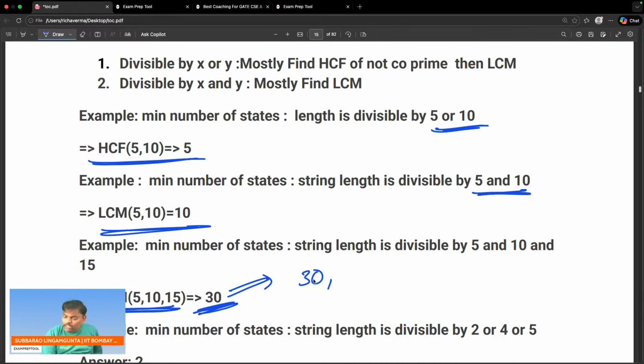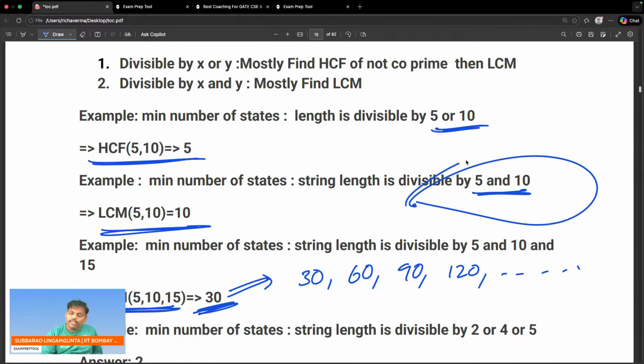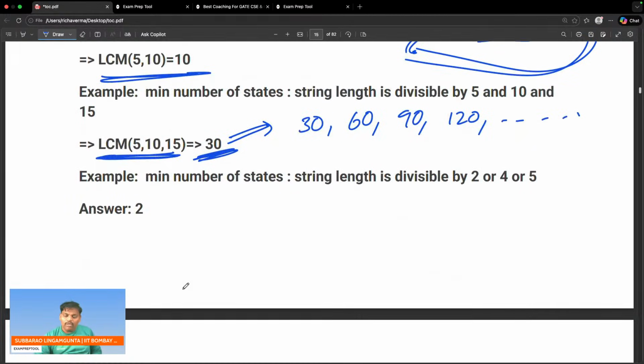Next number maybe 60. Next number maybe 90. Next number maybe 120. Please verify. So some series is going on like this. With the 30, there is one cycle. Like that. You can verify.